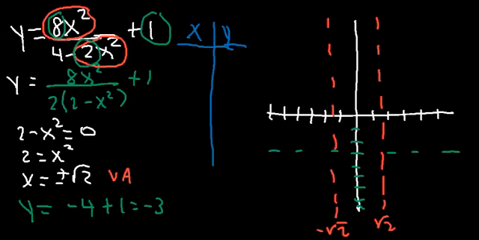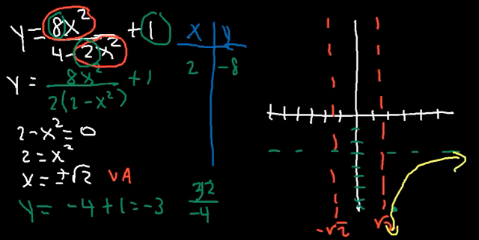Let's plug in 1 point to the left of radical 2. So let's plug in positive 2 for x. So 2 squared is 4. 8 times 4 is 32. And on the bottom we have 4 minus 2 times 2 squared. So that's like 4 minus 8, which is negative 4. And so we should get negative 8. So 2 comma negative 8. So it's like all the way over here. All we need is 1 point in this region. So we know the graph looks something like this in this area.